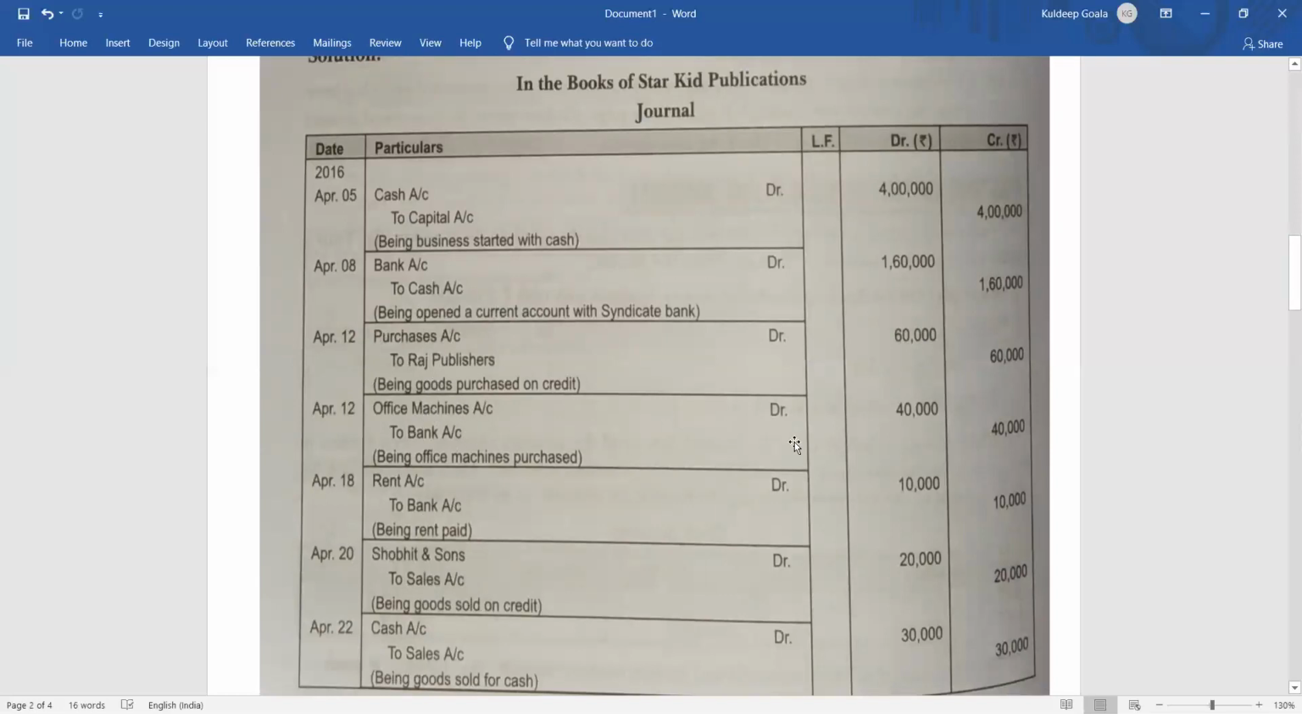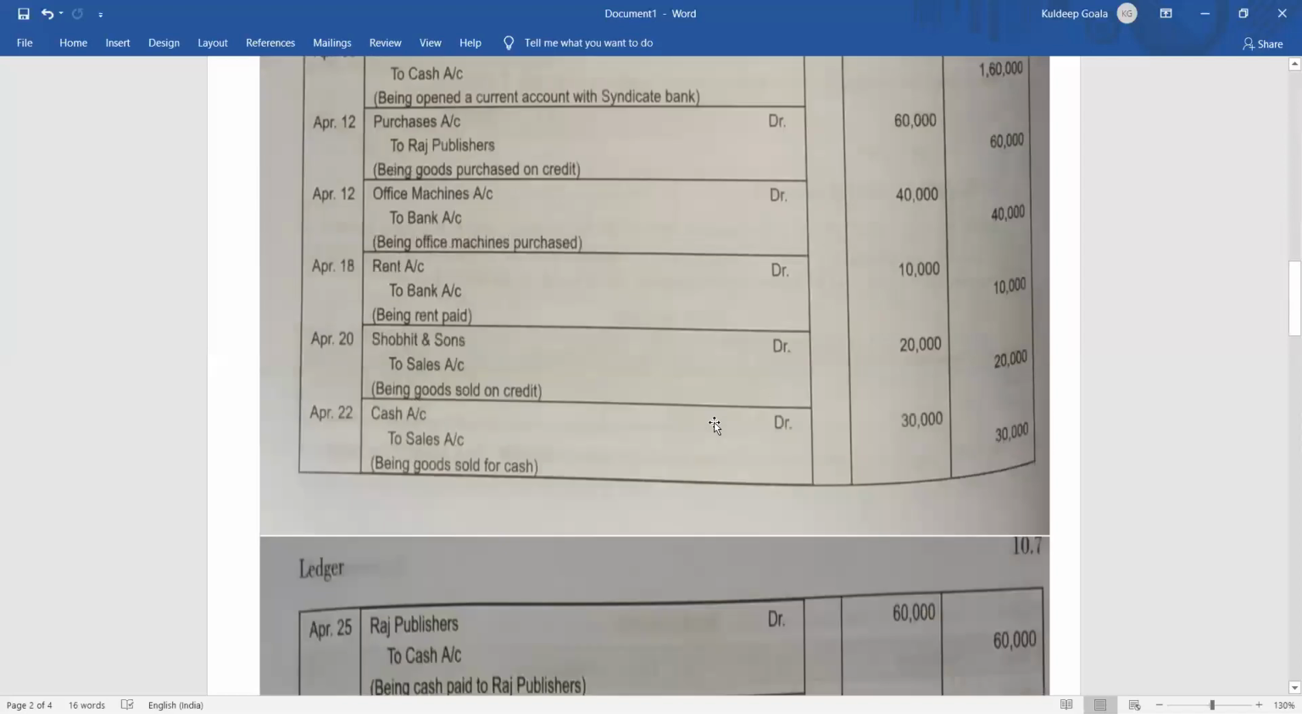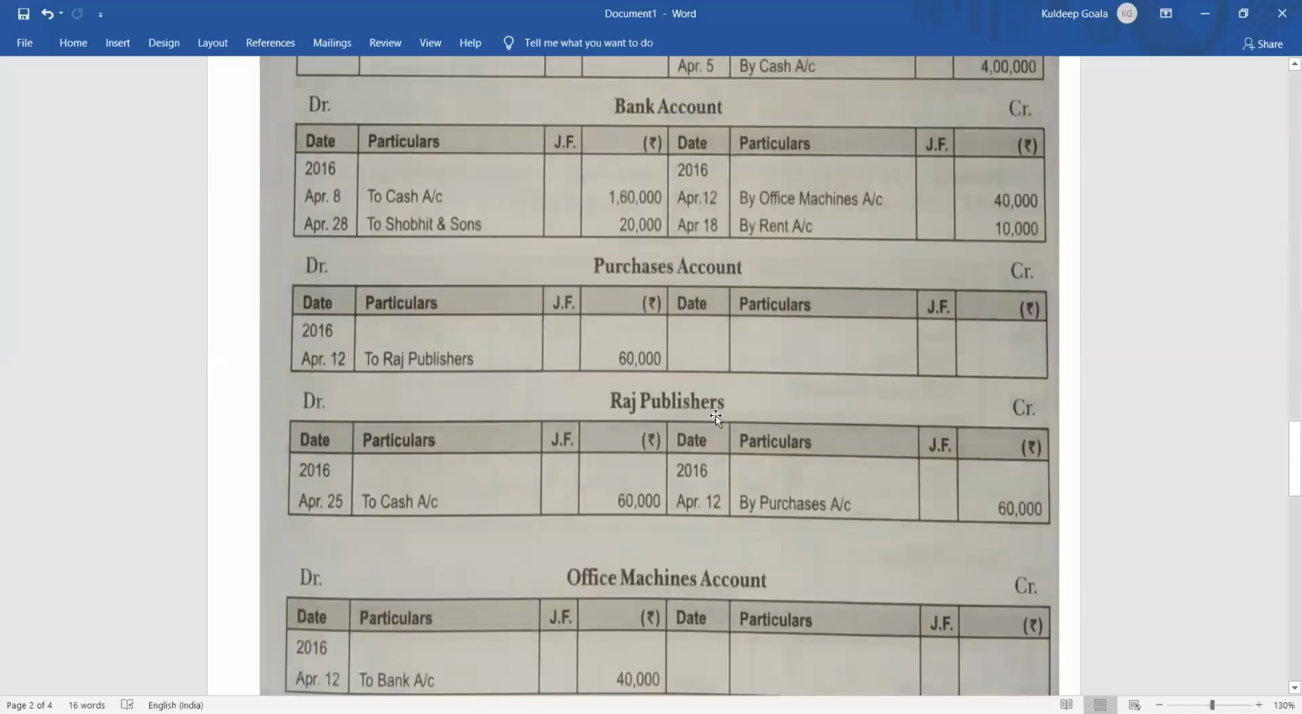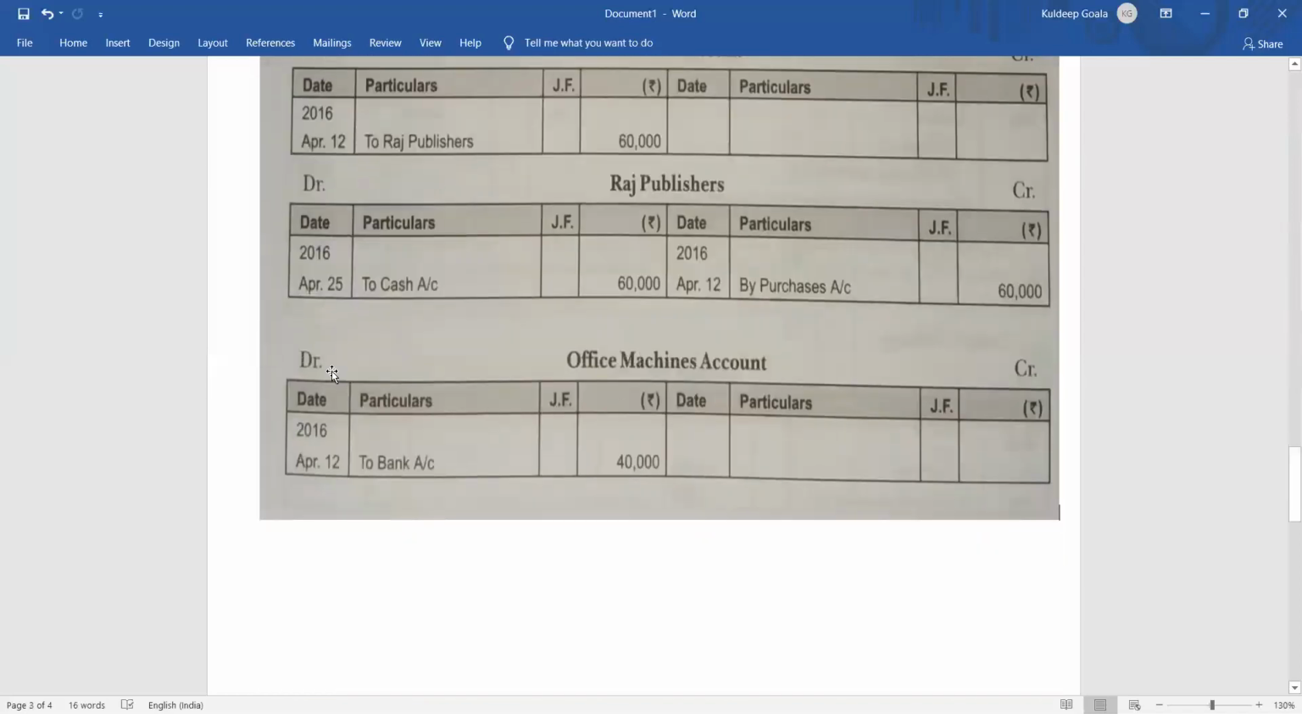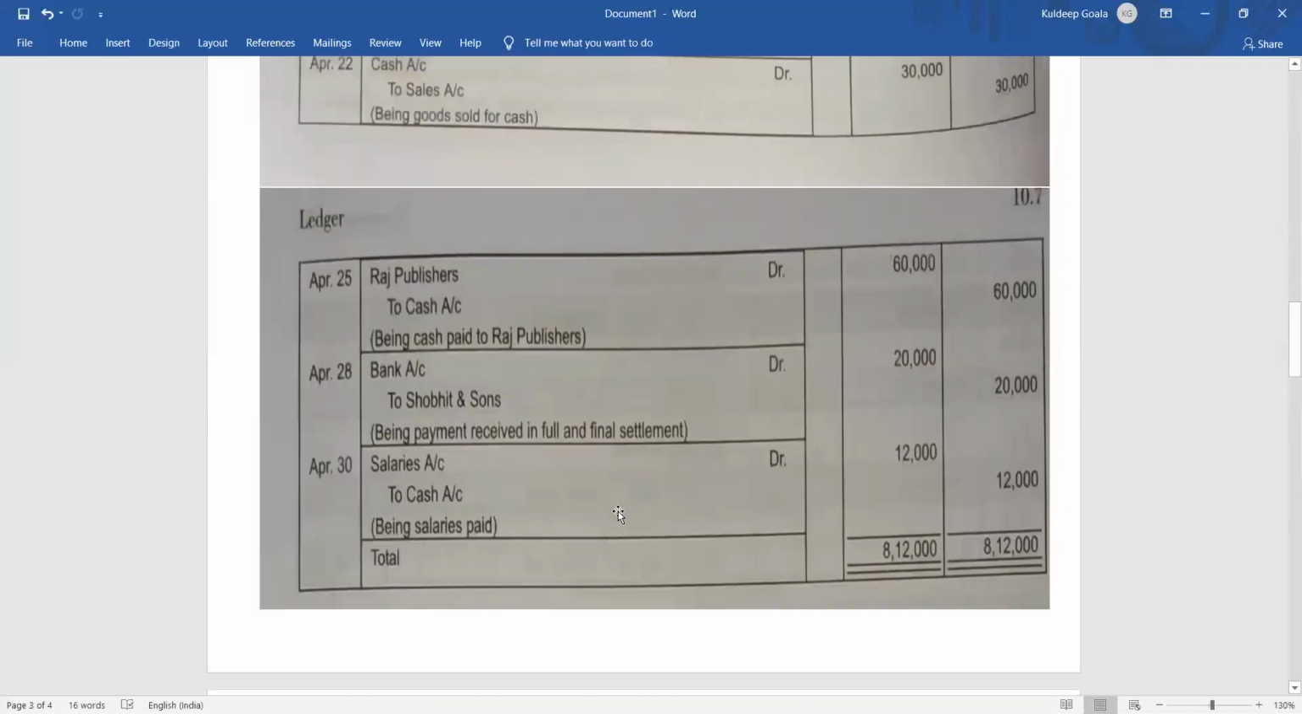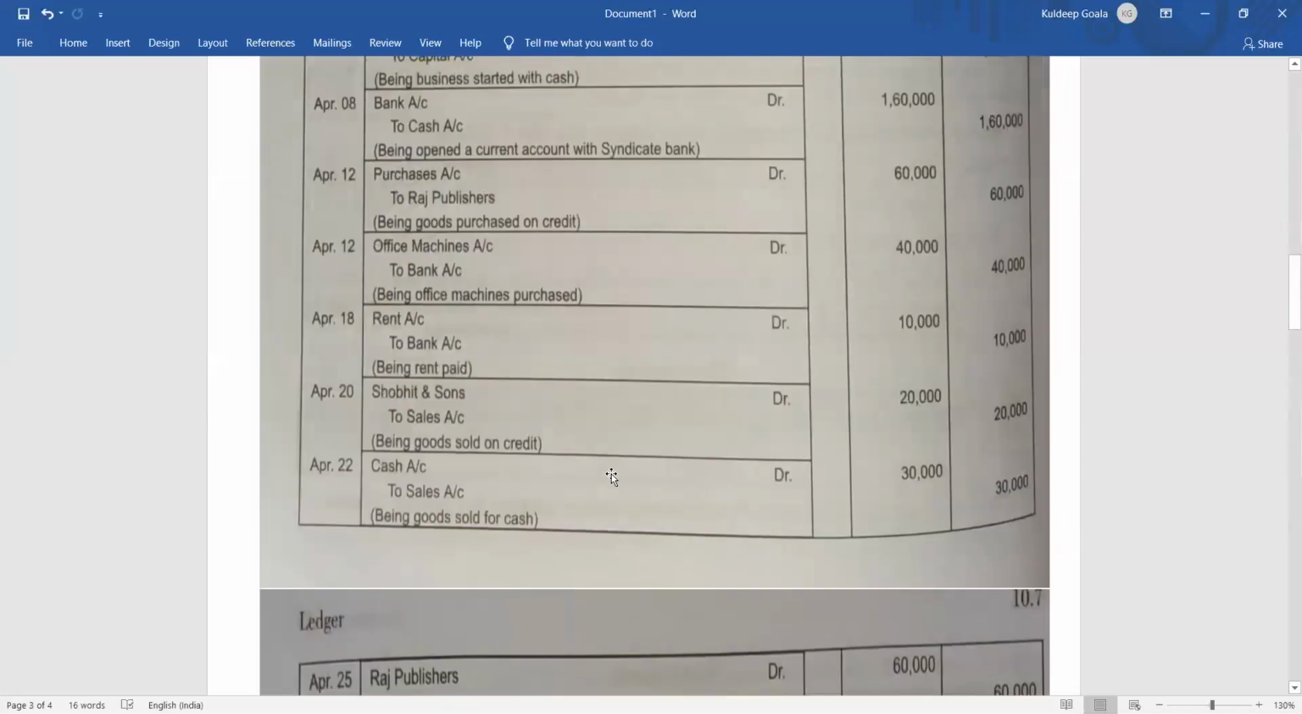Now we have to prepare the office machine account. Machine account is debit, right? So we'll go in the debit side and write down the opposite one, to bank, because office machine is debited. And how is it debited? By the credit item, to bank account 40,000. Clear? And now what will happen with the next item?